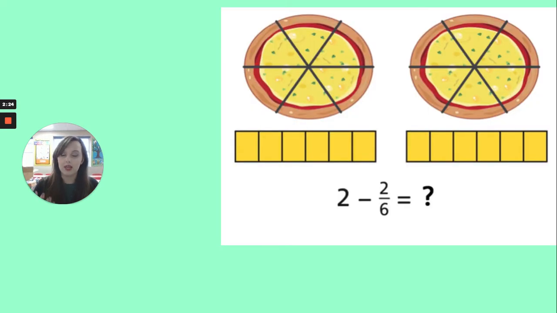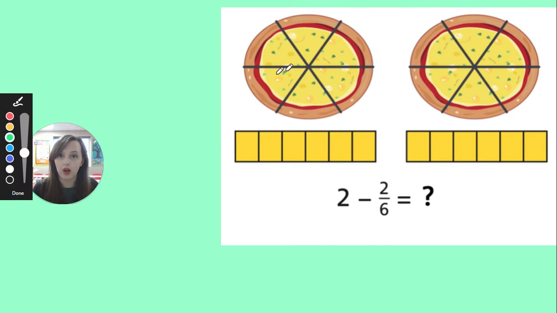Here are our 2 pizzas, and we want to take away 2 slices. Well, we know in one pizza there are 6 slices. So 2 slices are 2/6. So here's our number sentence: 2 wholes, take away 2/6. And it's going to be really, really easy. We can again just cross off our 2 slices and count up what's left.